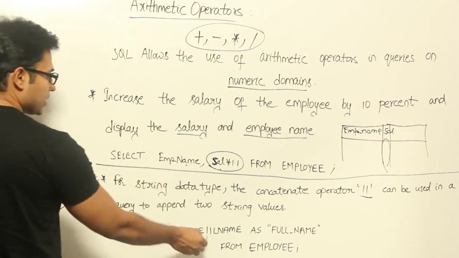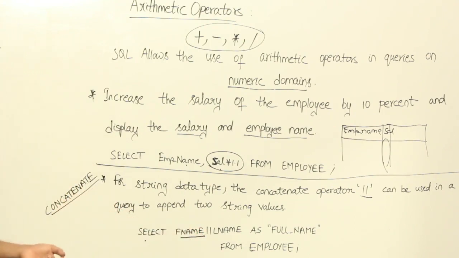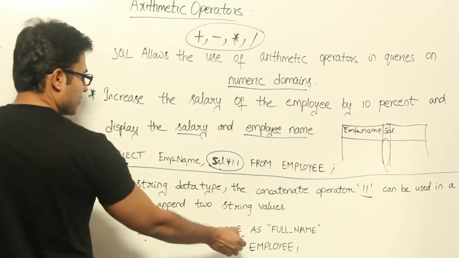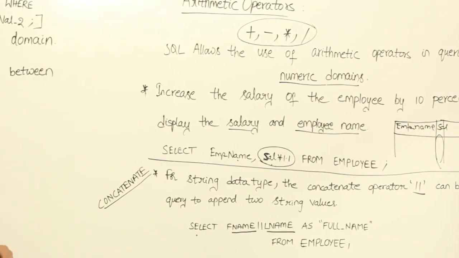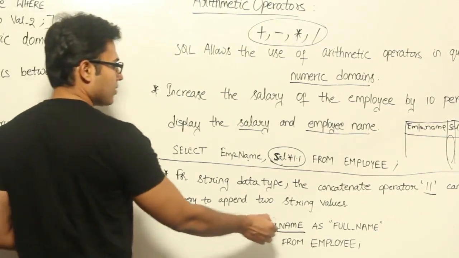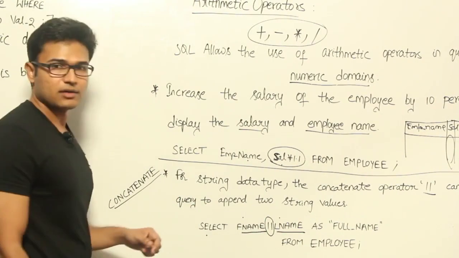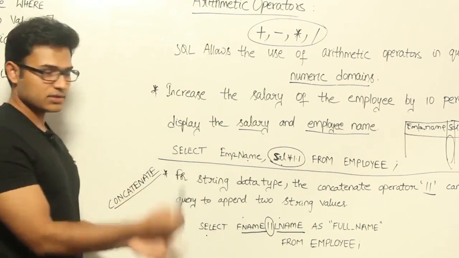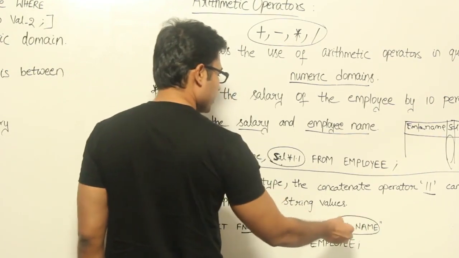Select first name, assume that first name, F name, is an attribute present in the table employee, and L name is an attribute present in the table employee. Now we are going to select first name and last name, and we are going to apply concatenate. Now when I apply concatenate, both the strings will be joined, and you are trying to display it with a name, full name. Got it?